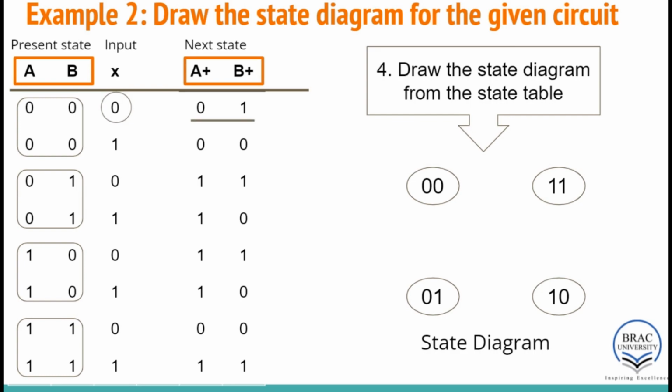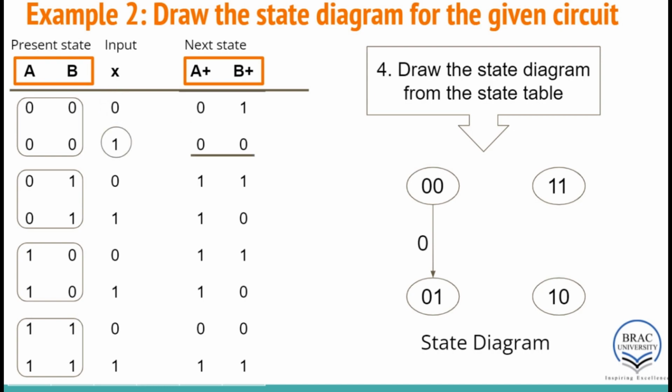So in the first combination, if the present state is 0, 0 and the value for X is 0, our next state is 0, 1. So we will give an arrow directing from 0, 0 to 0, 1. And on the arrow, we will give the X's value.